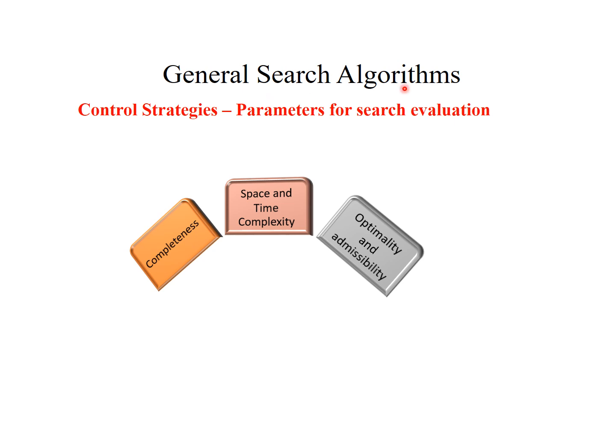The control strategies or the parameters for search evaluation include completeness, space and time complexity, optimality, and admissibility. Actually, the control strategy should execute in a defined finite time, and it also needs to consider the memory and time constraints. Also, it should be capable of giving an optimal and good solution. These are all the parameters for search evaluation.